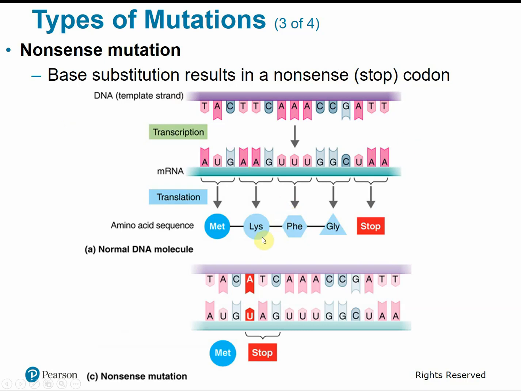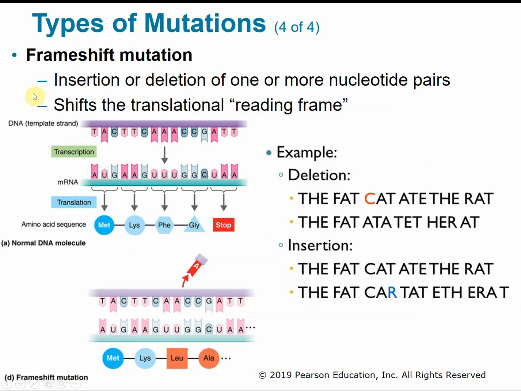So this occurs in the middle of a gene, in the middle of the RNA. It can prevent synthesis of a complete protein, so it will be prematurely terminated before it adds all of the required amino acids. Frame shift mutations involve the insertion or deletion of one or more nucleotide pairs.